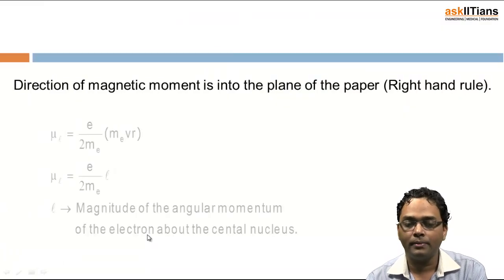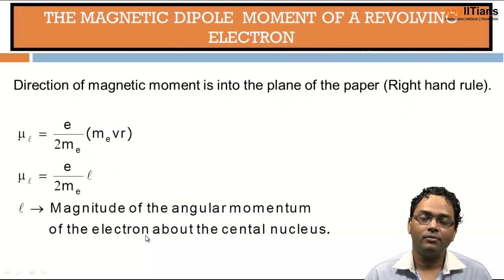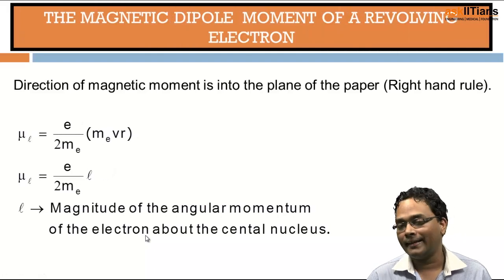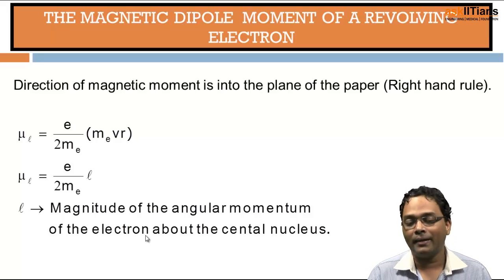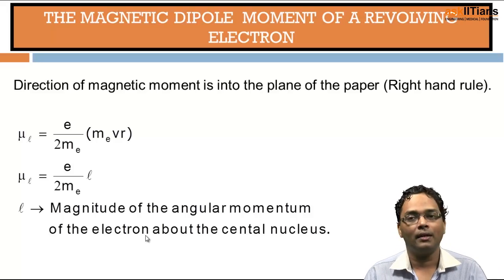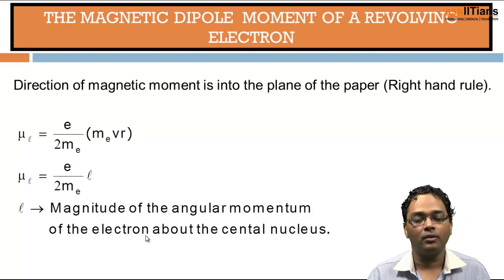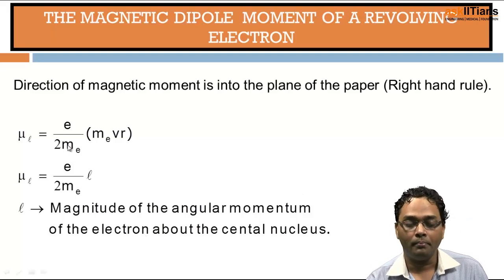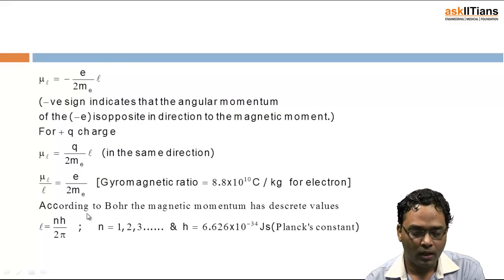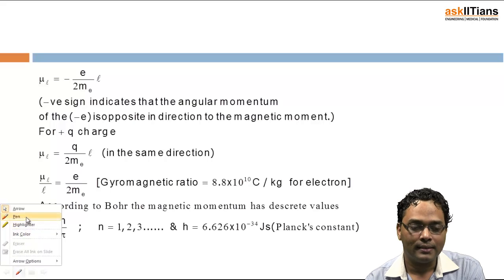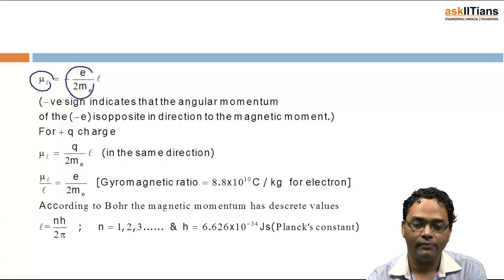Now, what is going to be the direction of the magnetic moment? The direction of the magnetic moment is going to be given by the right hand thumb rule. So you know that the magnetic moment can simplify everything. You can write it like this, but m into v into r is nothing but the angular momentum. So E divided by 2m has a special significance. What we try to say here is mu L equals E divided by 2m into the angular momentum, right?